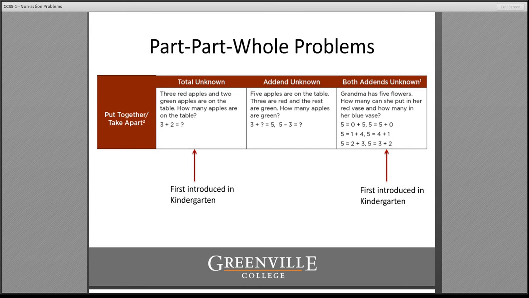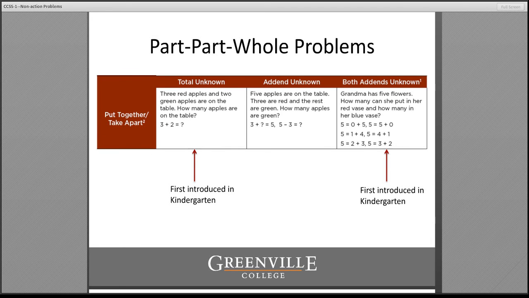The total unknown and the both add-ins unknown were actually introduced in kindergarten, so they should have some familiarity. However, first graders are expected to continue working with these problems. You might use them by extending the numbers they're comfortable with. With the both add-ins unknown, they should easily be able to decompose, in fact, fluently decompose numbers up through 5 in kindergarten, and had experience decomposing up through 10, and that fluency level with decomposing up through 10 definitely needs to occur in first grade. So continue to work with those both add-ins unknown problems.